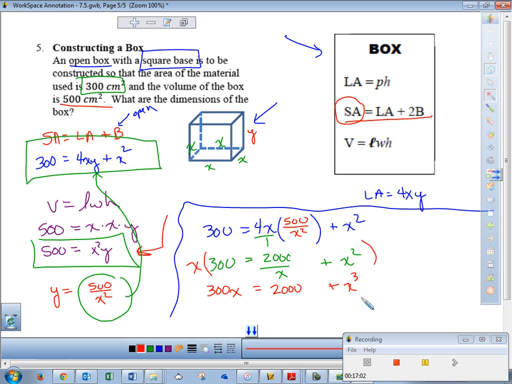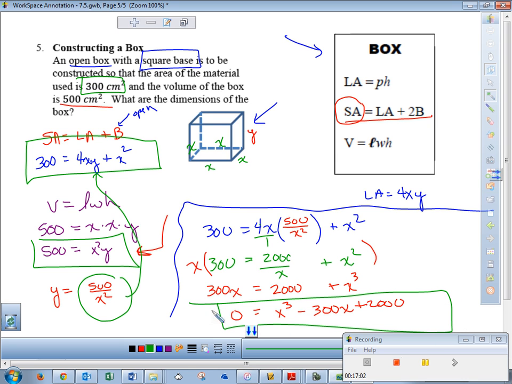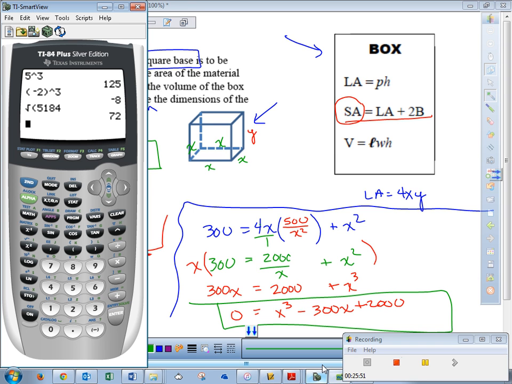Next, let's get him equal to 0. What would you do to get him equal to 0? I subtracted 300x from both sides, and I put it in standard form, x cubed minus 300x plus 2,000. You need to know when this equals 0. What would you do when that's a cubic to figure out when it equals 0?